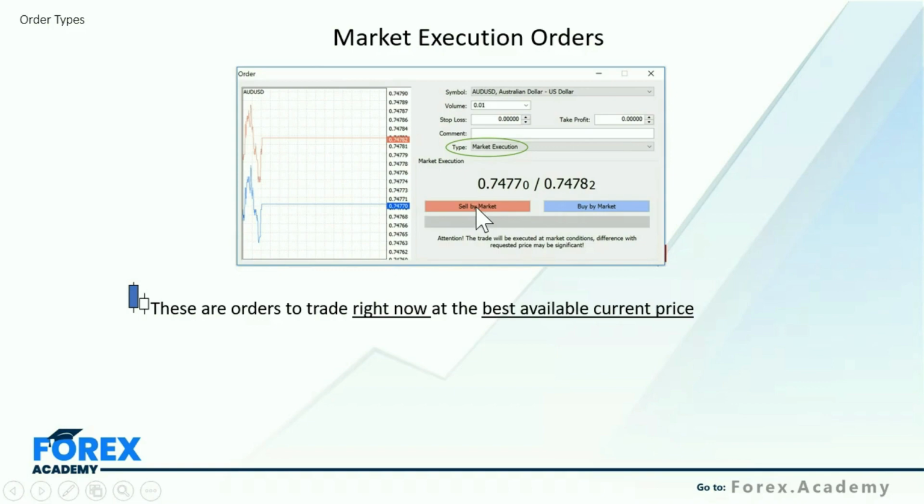So if we click the sell by market red button, we'd be selling it at 74.77, and you would execute that order literally straight away at the best available price. So this is effectively you trading on the market's terms. You're accepting whatever's happening in that particular market. You are accepting that trade at the particular price that the market is currently offering you.